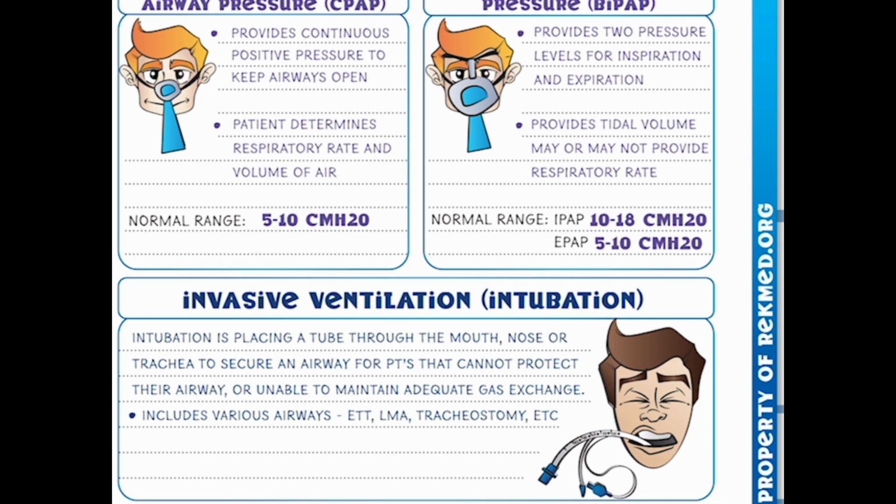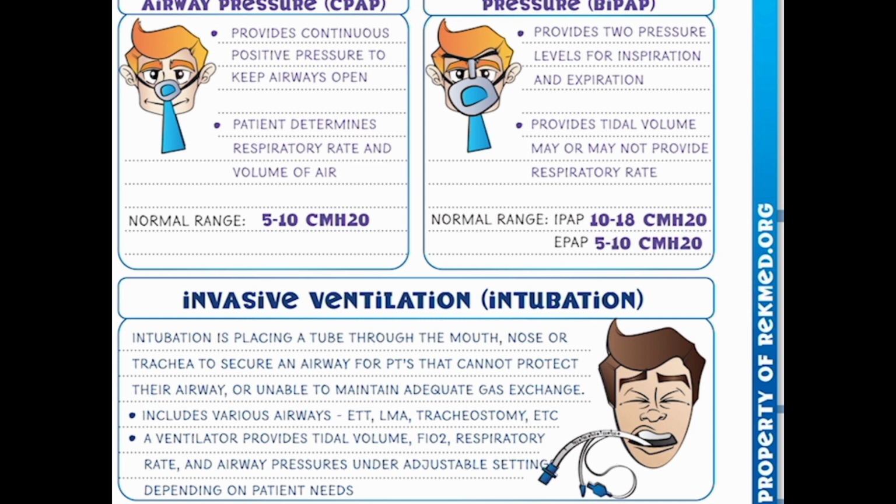So this also includes various airways beyond just our endotracheal tube. We can have our laryngeal mask airways, our tracheostomies, and once this airway is established, a ventilator is going to provide the tidal volume, the FiO2, the respiratory rate, the airway pressures that we talked about under adjustable settings depending on the patient's needs.